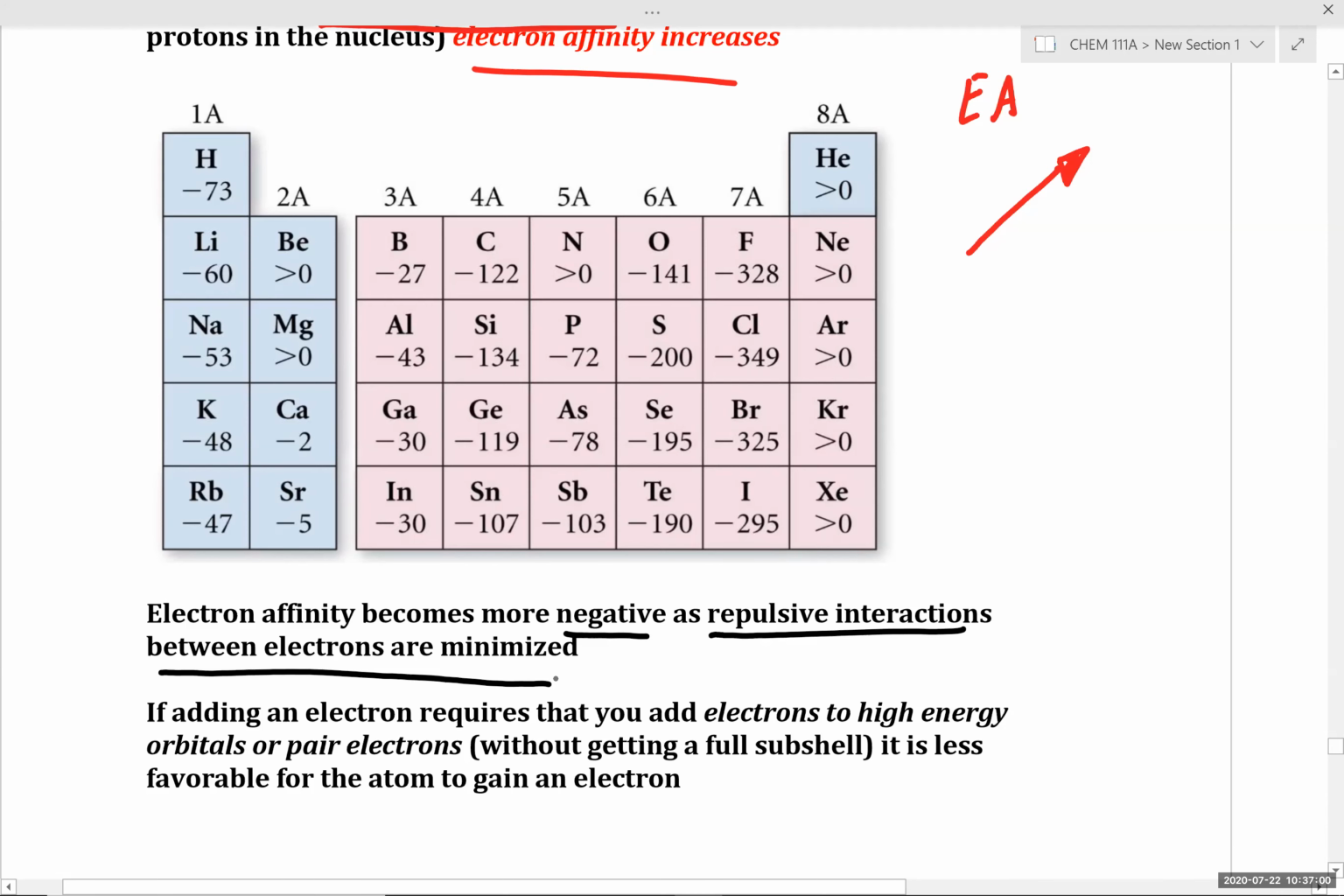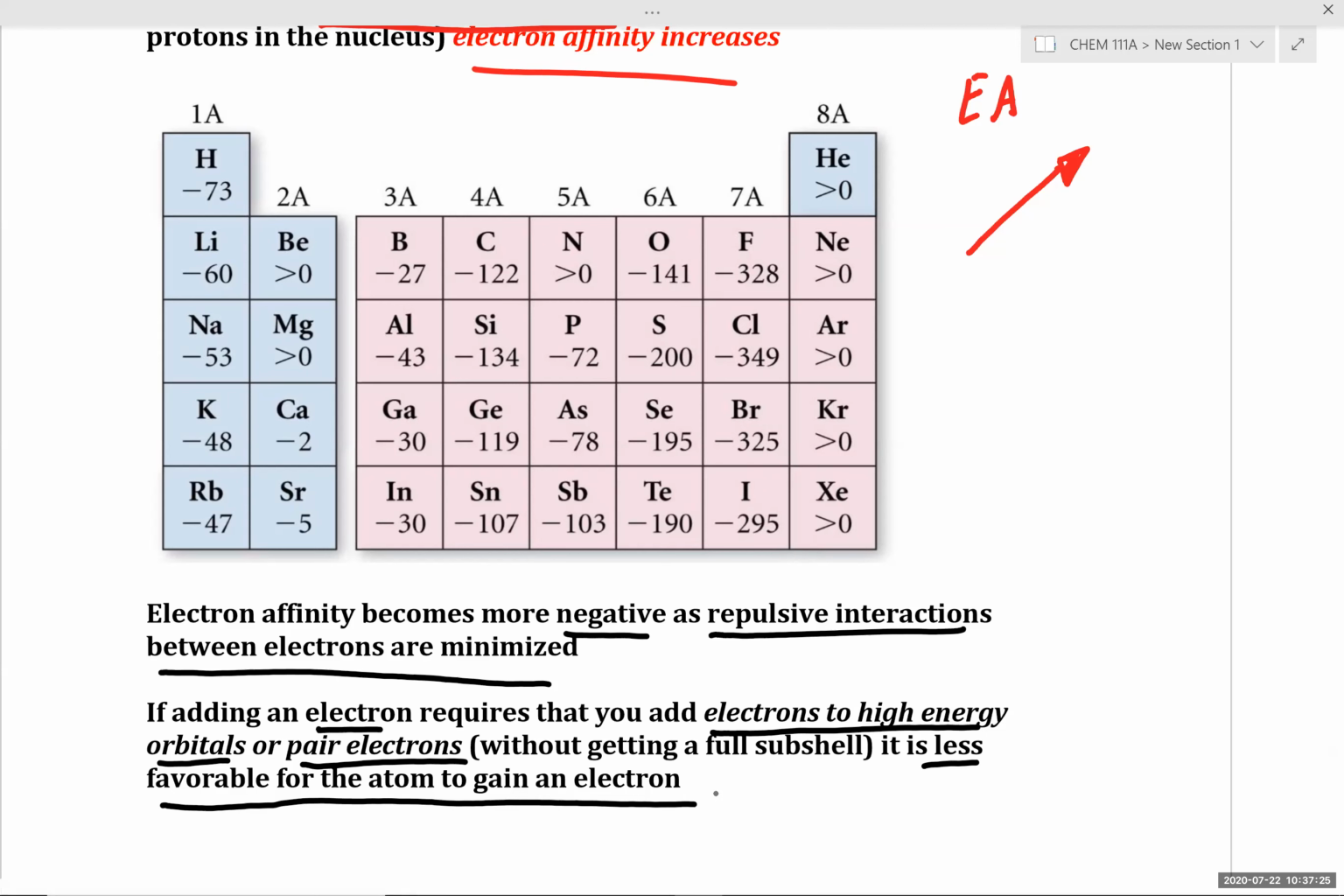So the electrons have more space to occupy without engaging in repulsive interactions, or you're minimizing the pairing of electrons. If adding an electron would require that you add electrons to high energy orbitals or pair electrons, it is less favorable for that atom to gain an electron, unless you get a full subshell, of course.